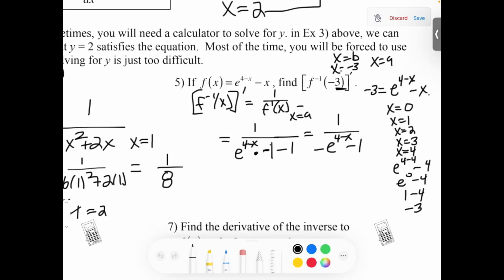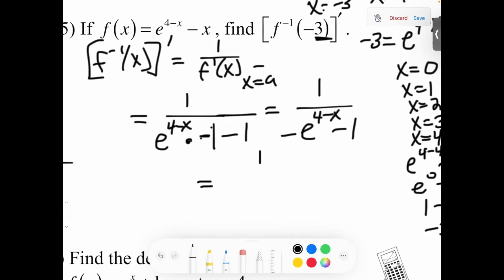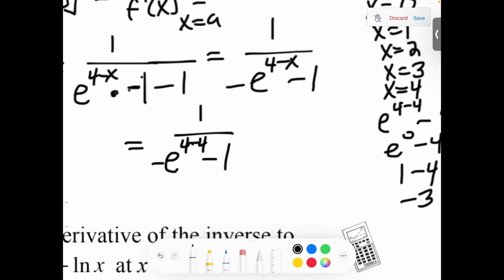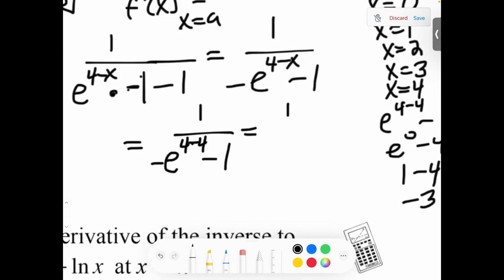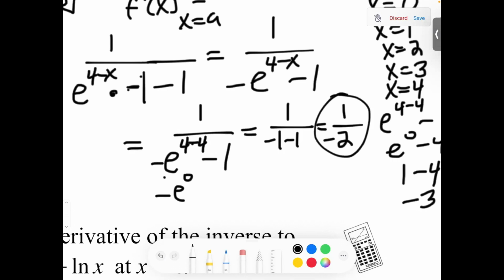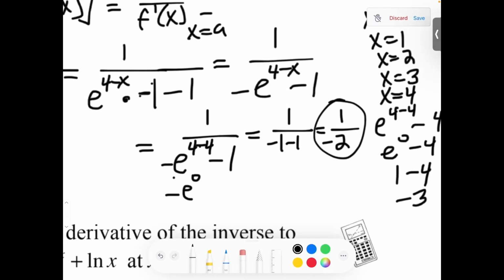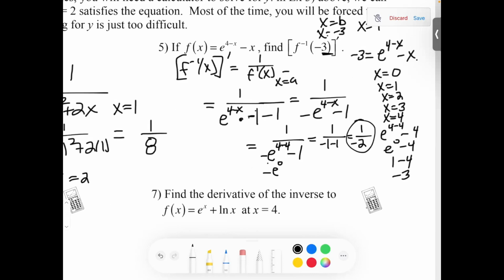So we're going to plug 4 in, and we get 1 over negative e to the 4 minus 4, minus 1. Negative e to the 4 minus 4 would be negative e to the 0, which would be -1, minus 1. So we get 1 over -2 as our final answer. That would be the slope of the tangent line of the inverse of f of x at x equals -3 on the inverse.